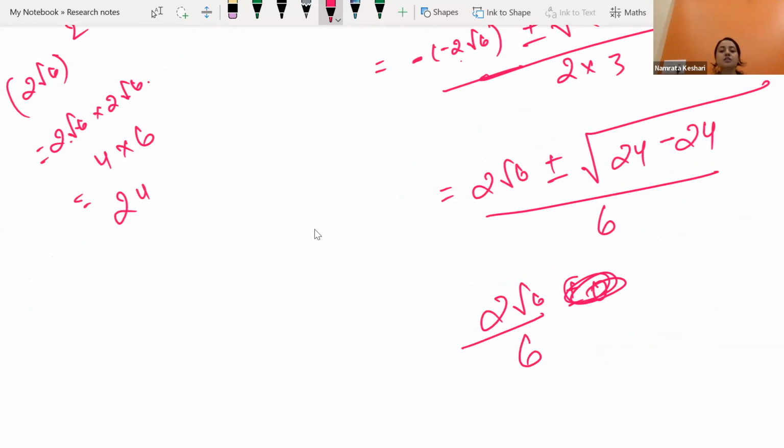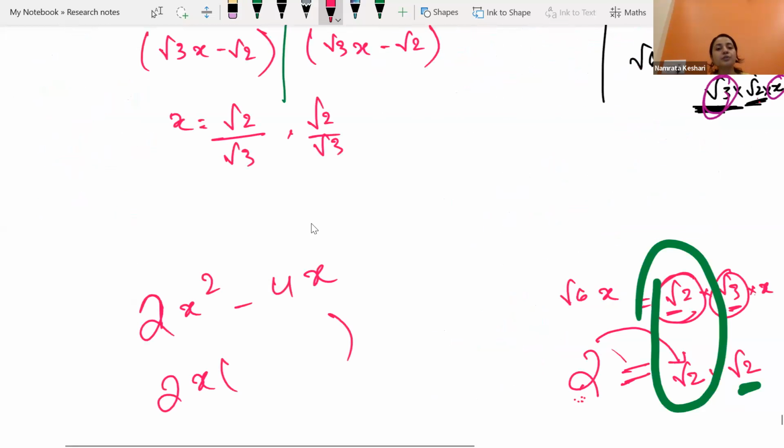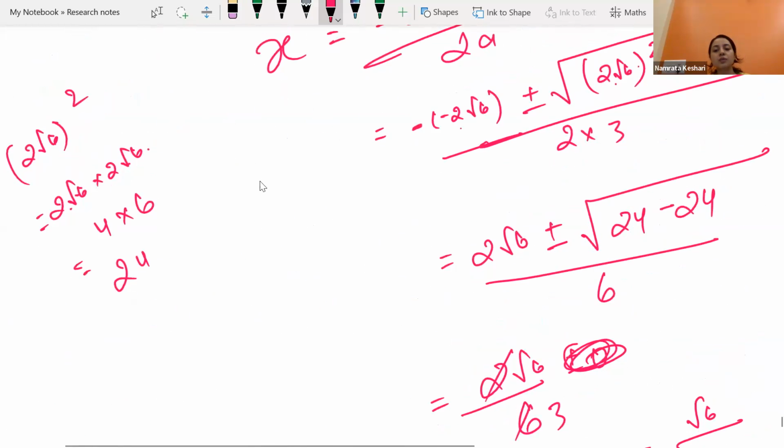By 6 we are having 2 root 6 by 12, that is 2 3 times 6. This is what we are getting: root 6 by 3. Okay, if you are thinking that the previous answer and this answer are not the same, let me assure you that it is the same. Here we are having root 2 by root 3. If you rationalize it, you will get the same answer.